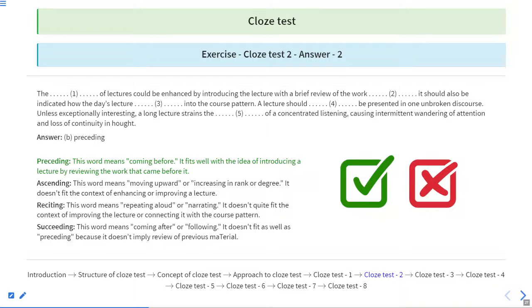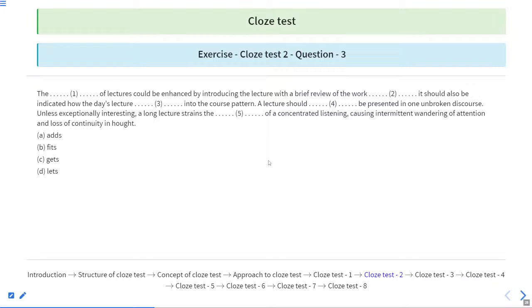It cannot be reciting because reciting means repeating loudly or narrating. It doesn't quite fit the context of improving the lecture or connecting it with the course pattern. It cannot be succeeding because this word actually means following or coming after. It doesn't fit as well as preceding because it doesn't imply a review of the previous material.